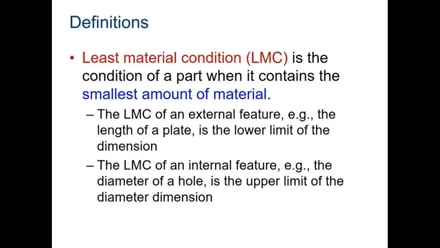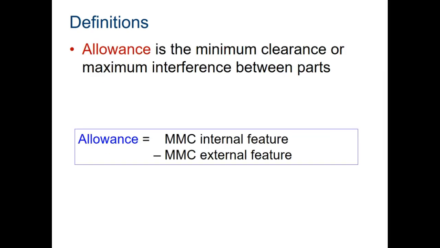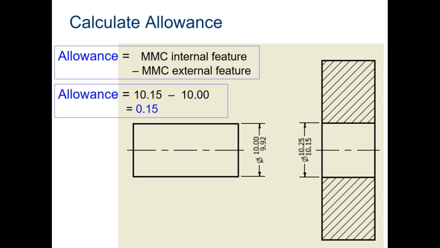You also have LMC, which is the least material condition. In a linear measurement, this is the lowest measurement possible because that's going to produce the least amount of material. And for a hole, it's going to be the maximum diameter of the hole because that's removing material, so that's going to make the lowest amount of material when you talk about a hole. So allowance is talking about the minimum clearance between or maximum interference between parts. So you're thinking about how parts are clearing or how they're interfering with each other. So that's why we need to understand MMC and LMC.